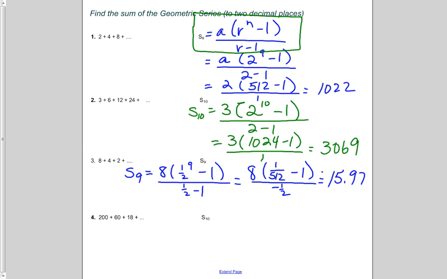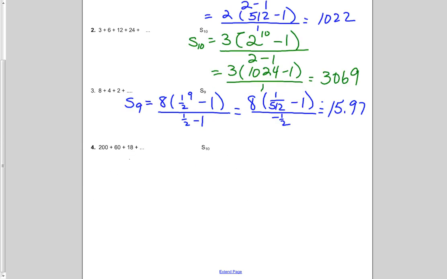200 plus 60 plus 18. This one's a little bit trickier to see the ratio. My a value is 200. I want 10 terms, but my ratio would be 60 divided by 200, which in simplest terms is 3 over 10. Check. Is 60 times 3 tenths equal to 18? And it is. So our ratio is 3 tenths.